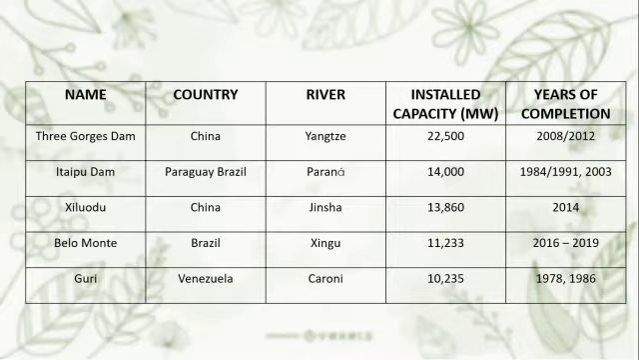Next is Belo Monte. Ang country niya is Brazil and yung river niya is Xingu. Ang installed capacity niya is 11,233 and yung years of completion niya is 2016 and 2019. Last is Guri and country niya is Venezuela and ang river niya is Caroní. Ang installed capacity niya is 10,235 and years of completion niya is 1978 and 1986.